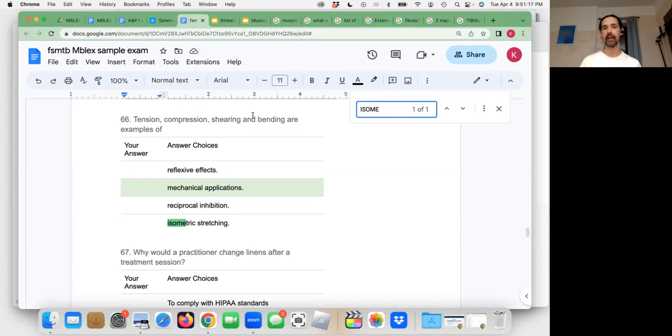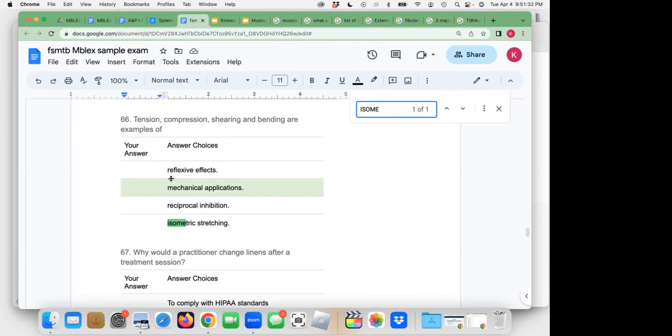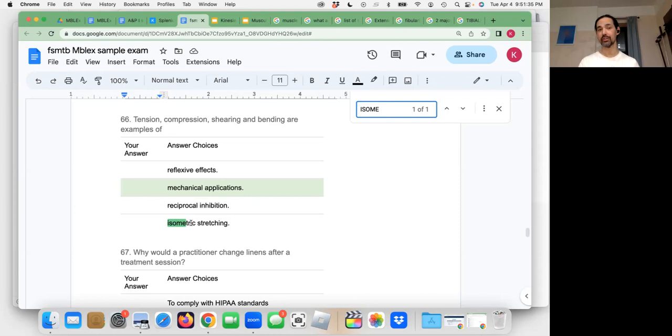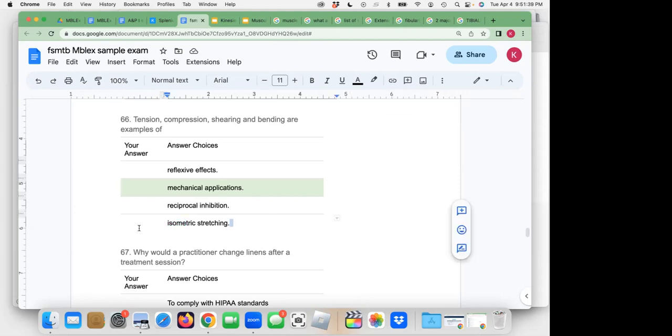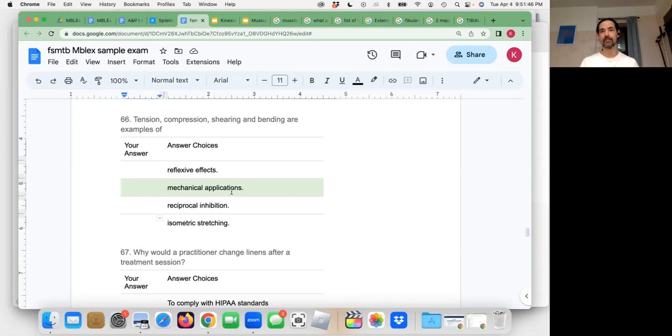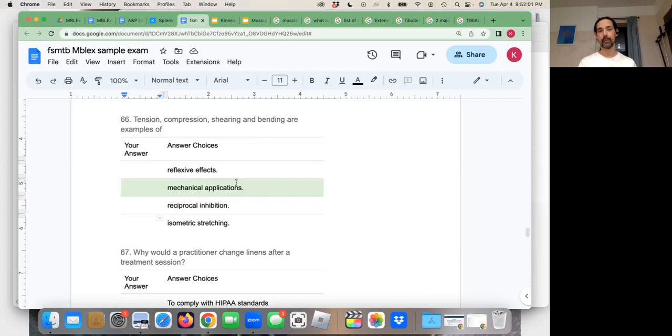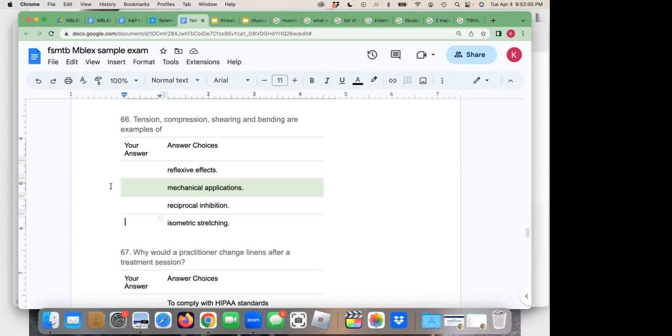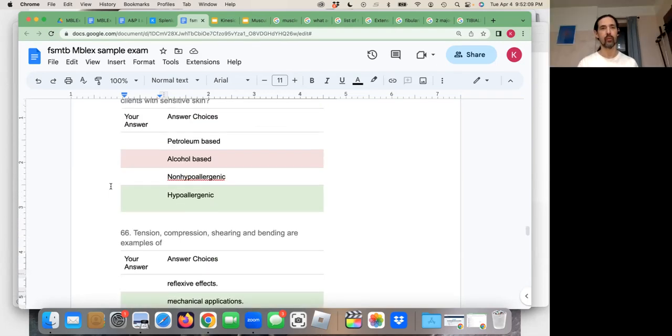Tension, compression, shearing, and bending. Those are hand techniques, right? Where you apply tension, compression, shearing, or you bend. Tension, compression, shearing, and bending are examples of what? Reflexive effects, mechanical applications, reciprocal inhibition, or isometric stretching? Which one? Is it mechanical? That's right, mechanical applications. A mechanical application is something you mechanically do to the body using your hand or a stone or a cup or something like that. And we're going to go over mechanical and reflexive stuff. Actually, have we done that already? I think we have. Okay, let's see what else we got.